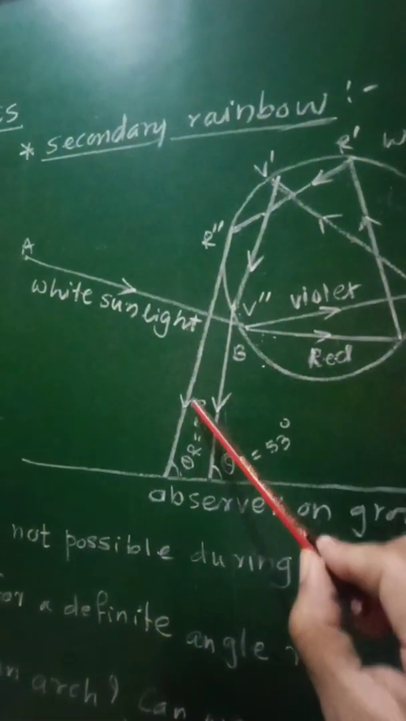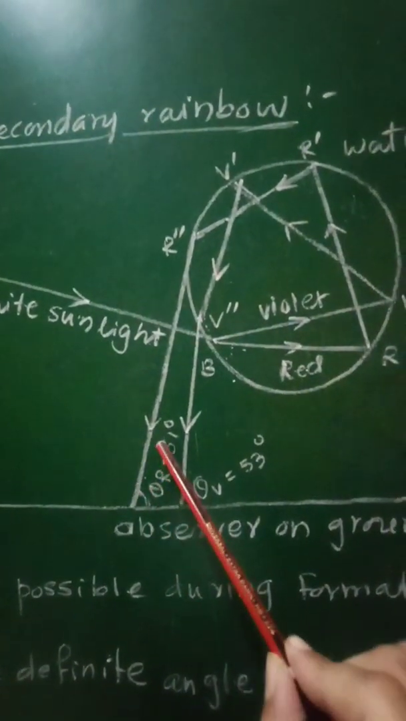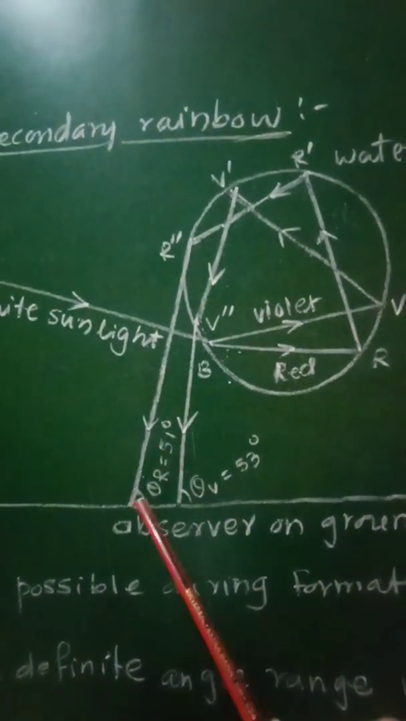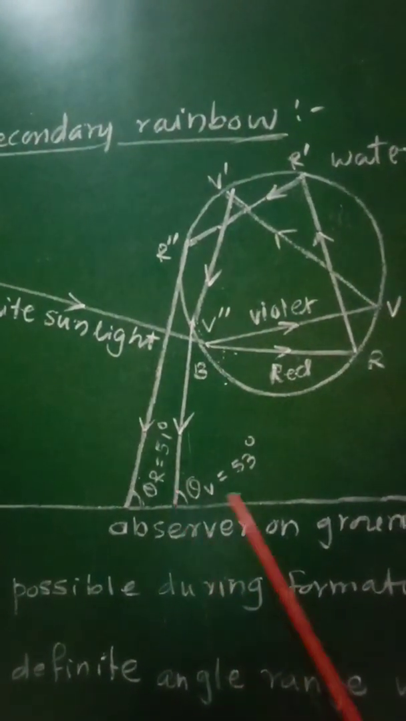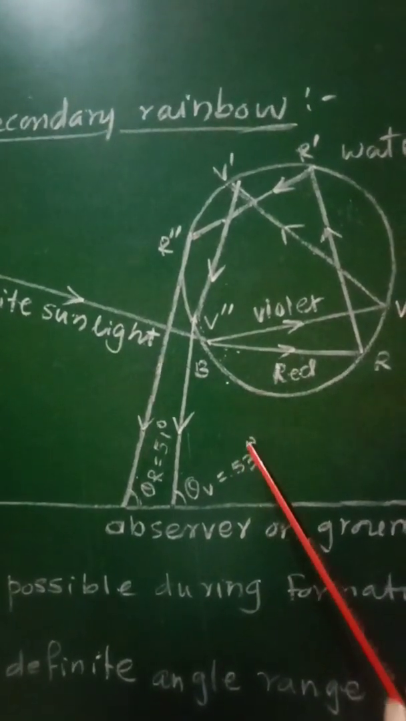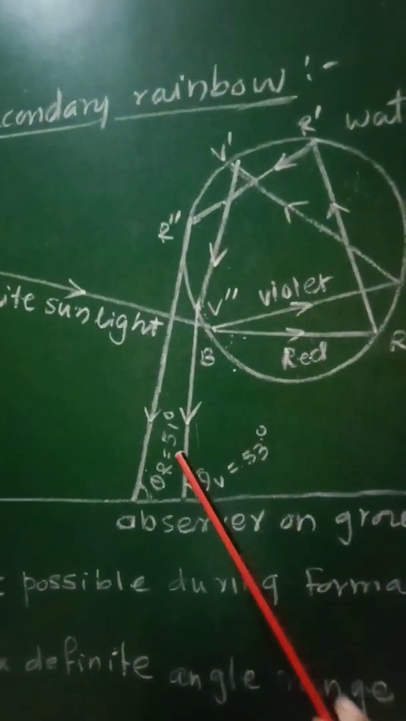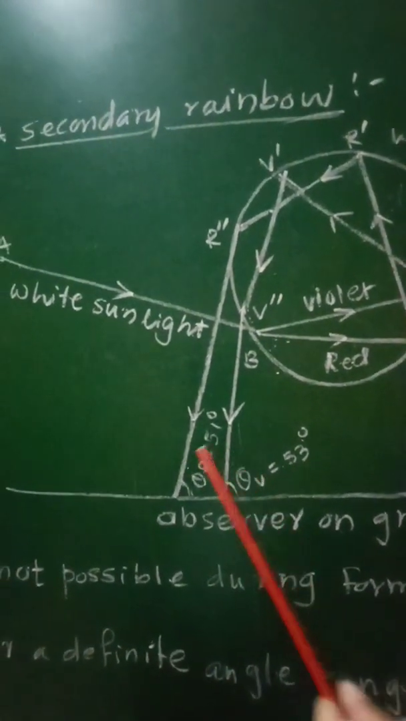So in this case, the inclination made by the red color will be nearly equal to 51 degrees with the ground, and the inclination made by the violet color with the ground, that is theta v, is nearly equal to 53 degrees.